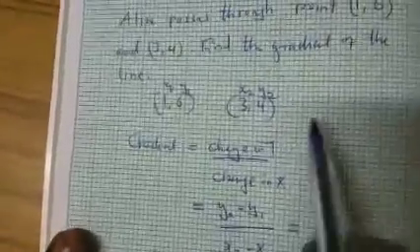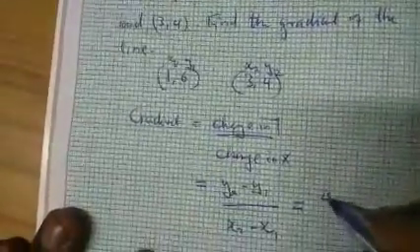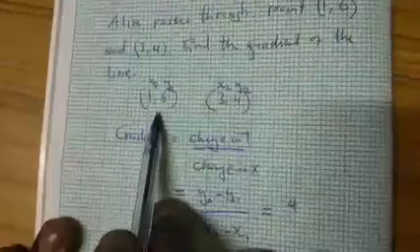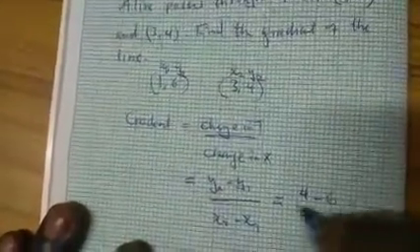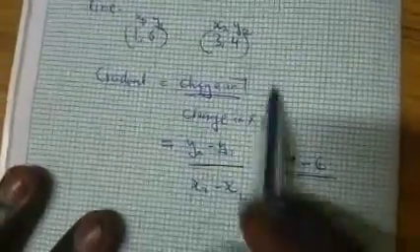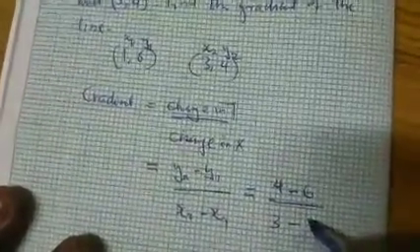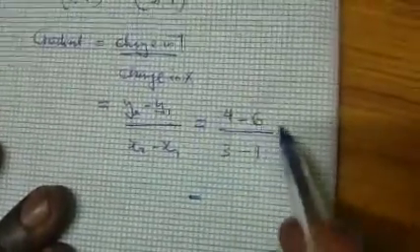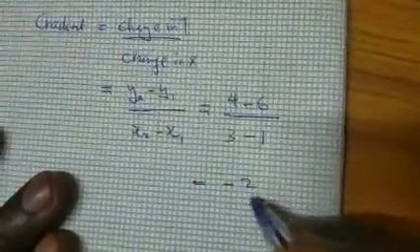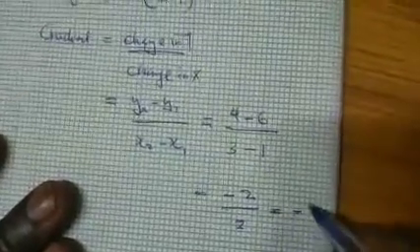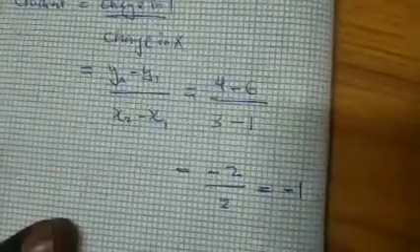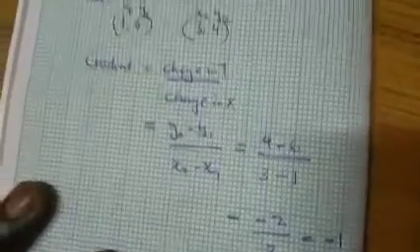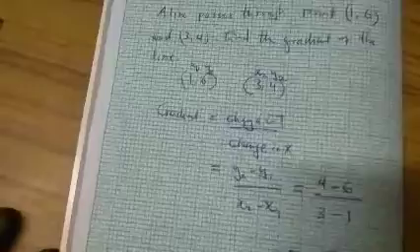And the value of our y2 here is 4, and the value of our y1 here is 6. And then the value of our x2 is 3, and the value of our x1 is 1. Therefore, 4 minus 6 will be negative 2 over 2, and therefore the gradient will be negative 1. So gradient simply is the change in y over the change in x.